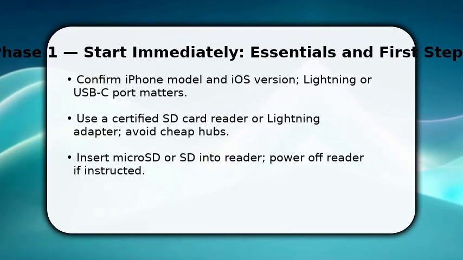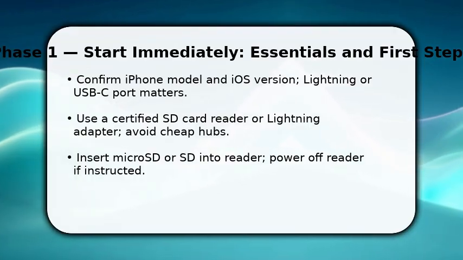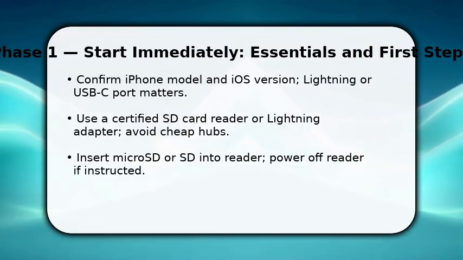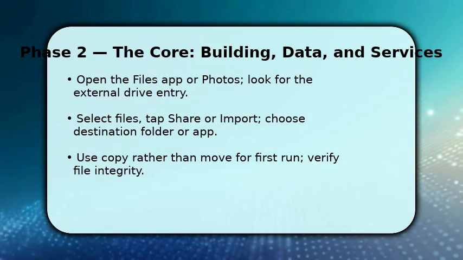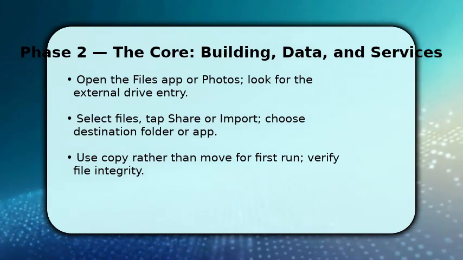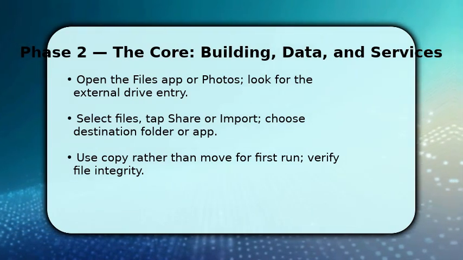You plug the reader into your iPhone gently and wait a moment for iOS to recognize it. This avoids corrupt files and explains why certified. Once connected, open the Files app or Photos app to find the external drive listed. This is how iOS exposes the reader.